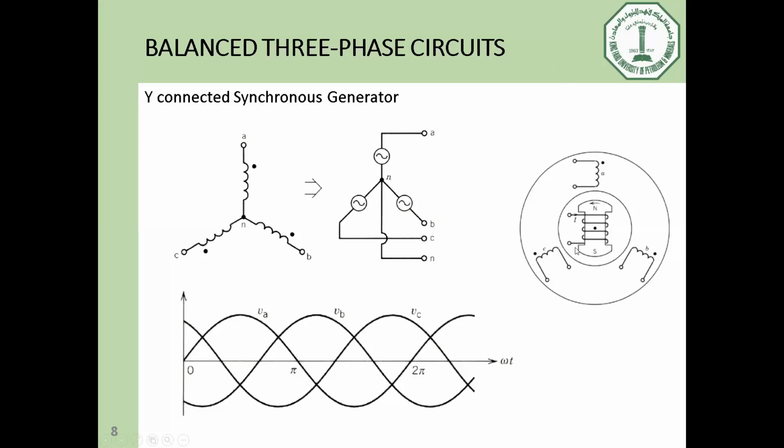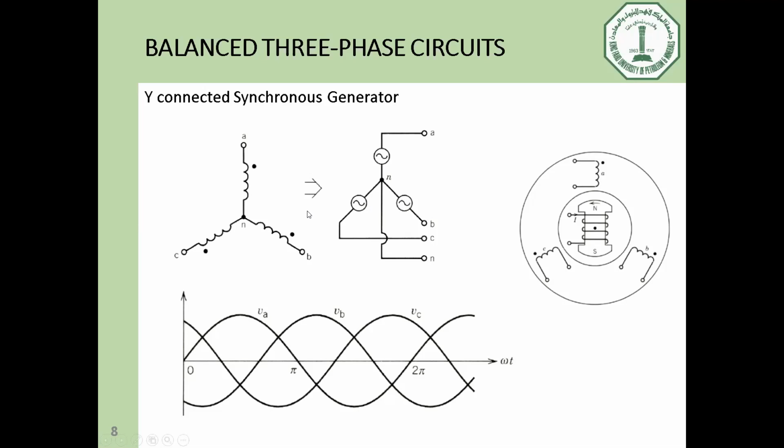This is the rotor circuit, and here is the armature circuit, which consists of three phases like that: phase A, phase B, and phase C. And it can be connected in two different ways: either star connection or Y connection. We call it star or Y, and delta connection. As you can see, it's nothing but three single phases. So we have phase A, phase B, and phase C.